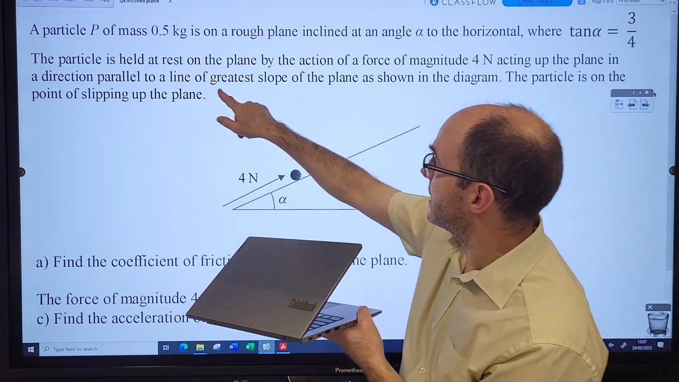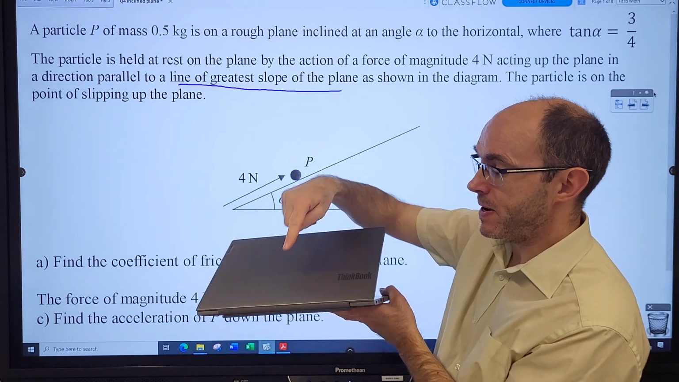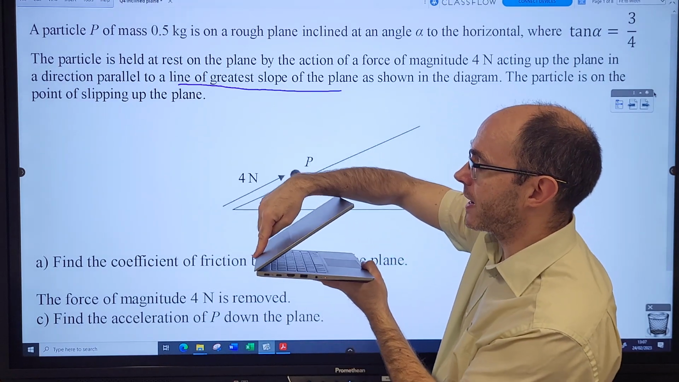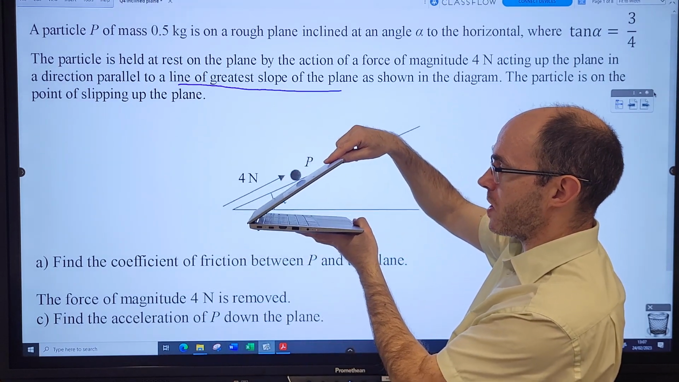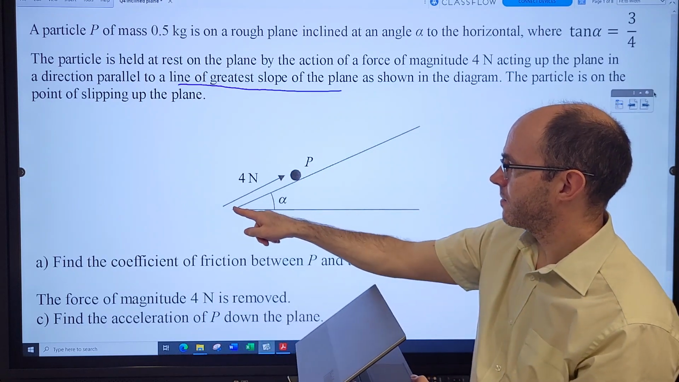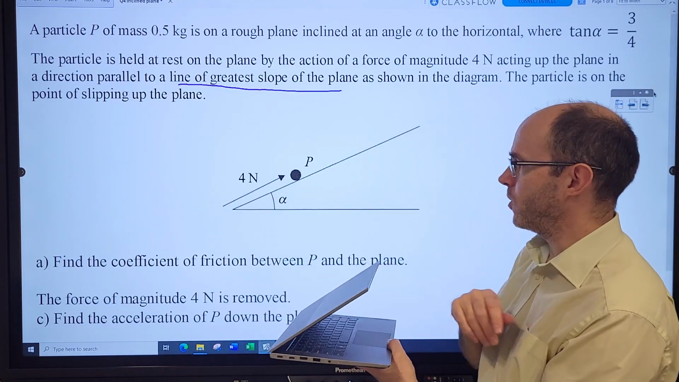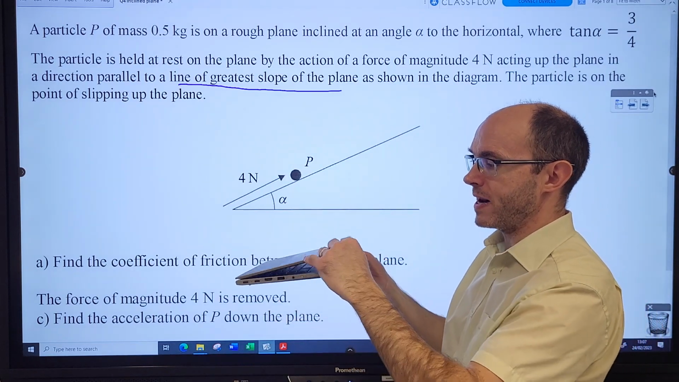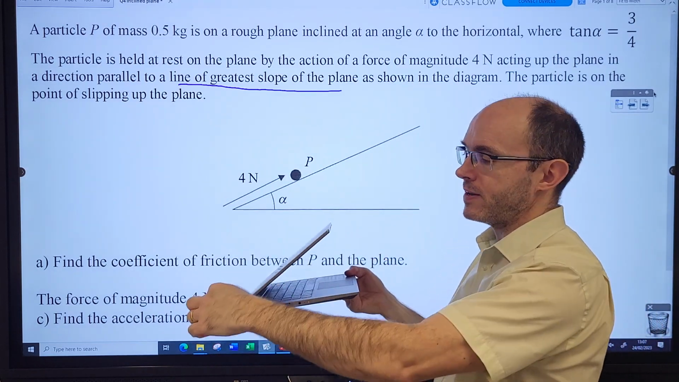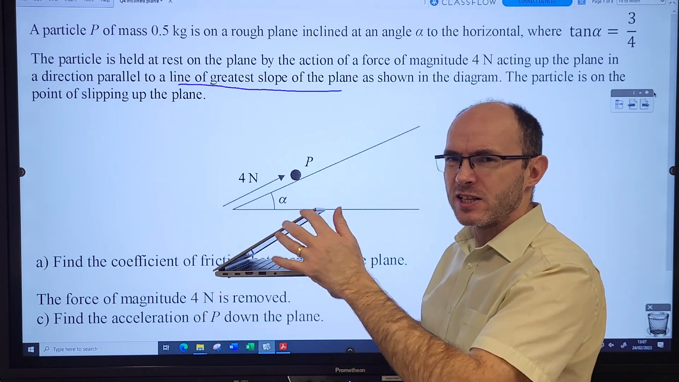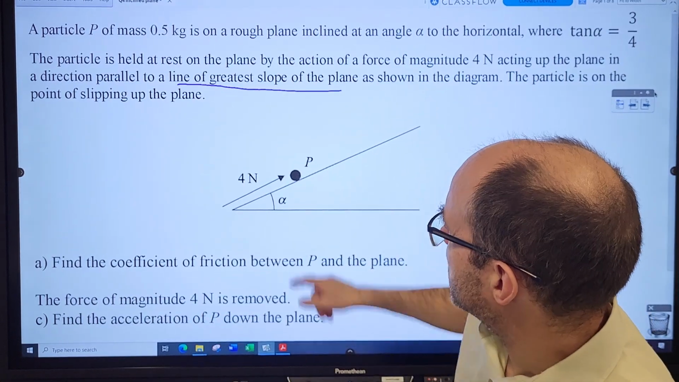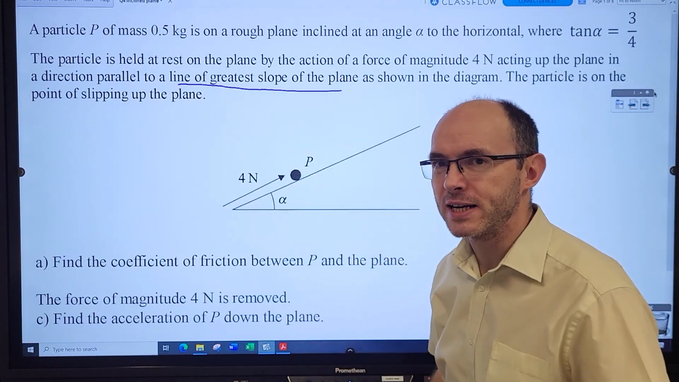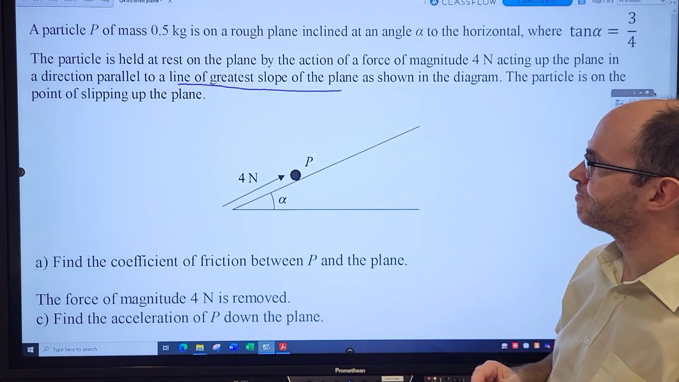So what does this bit mean? Line of greatest slope basically means from here to here. If I just rotate it like this, you can see if I do away with the laptop, that's kind of what you see when you're looking at it head on. So this angle, alpha, represents the angle at which I've got my laptop open, and that will be the line of greatest slope. In terms of the exam question, you can ignore that bit and just look at the diagram, but I just wanted to explain a little bit what that actually meant.